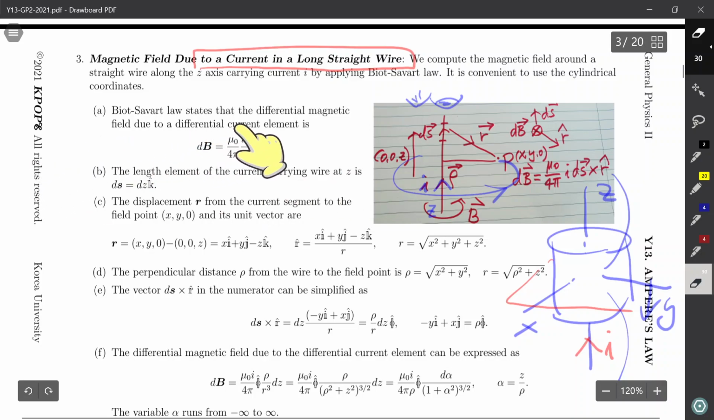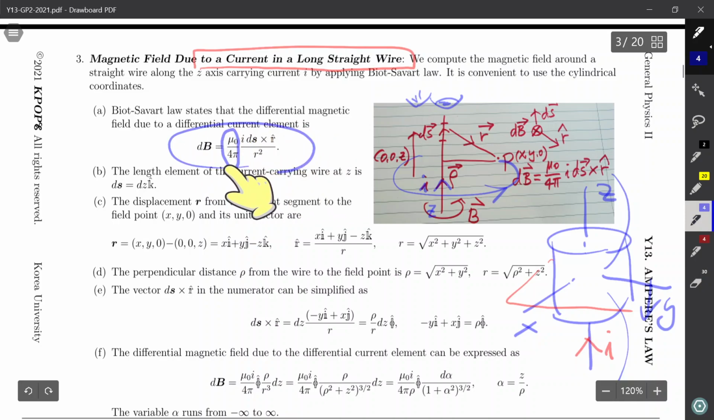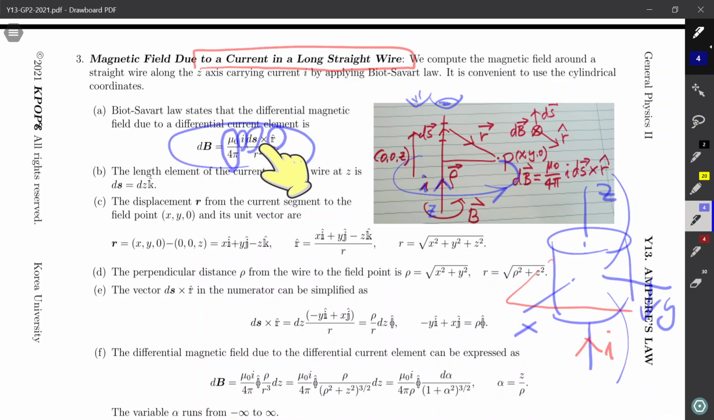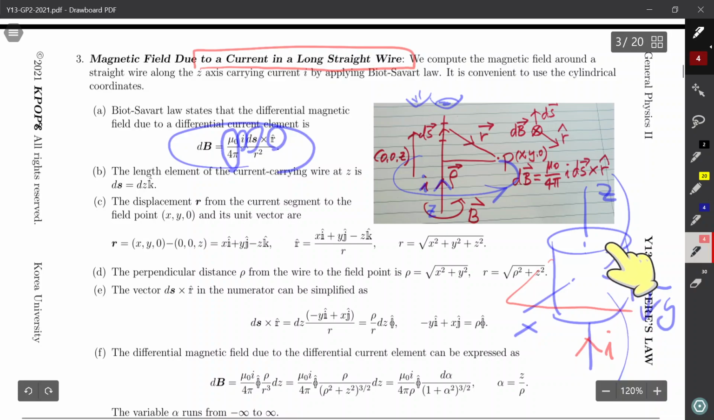Biot-Savart law states that the differential magnetic field due to the differential current element is this. We have to memorize this. Prefactor: permeability constant divided by 4 pi, multiplied by the current I and the current segment ds, cross the unit vector that connects the current element to the field point.